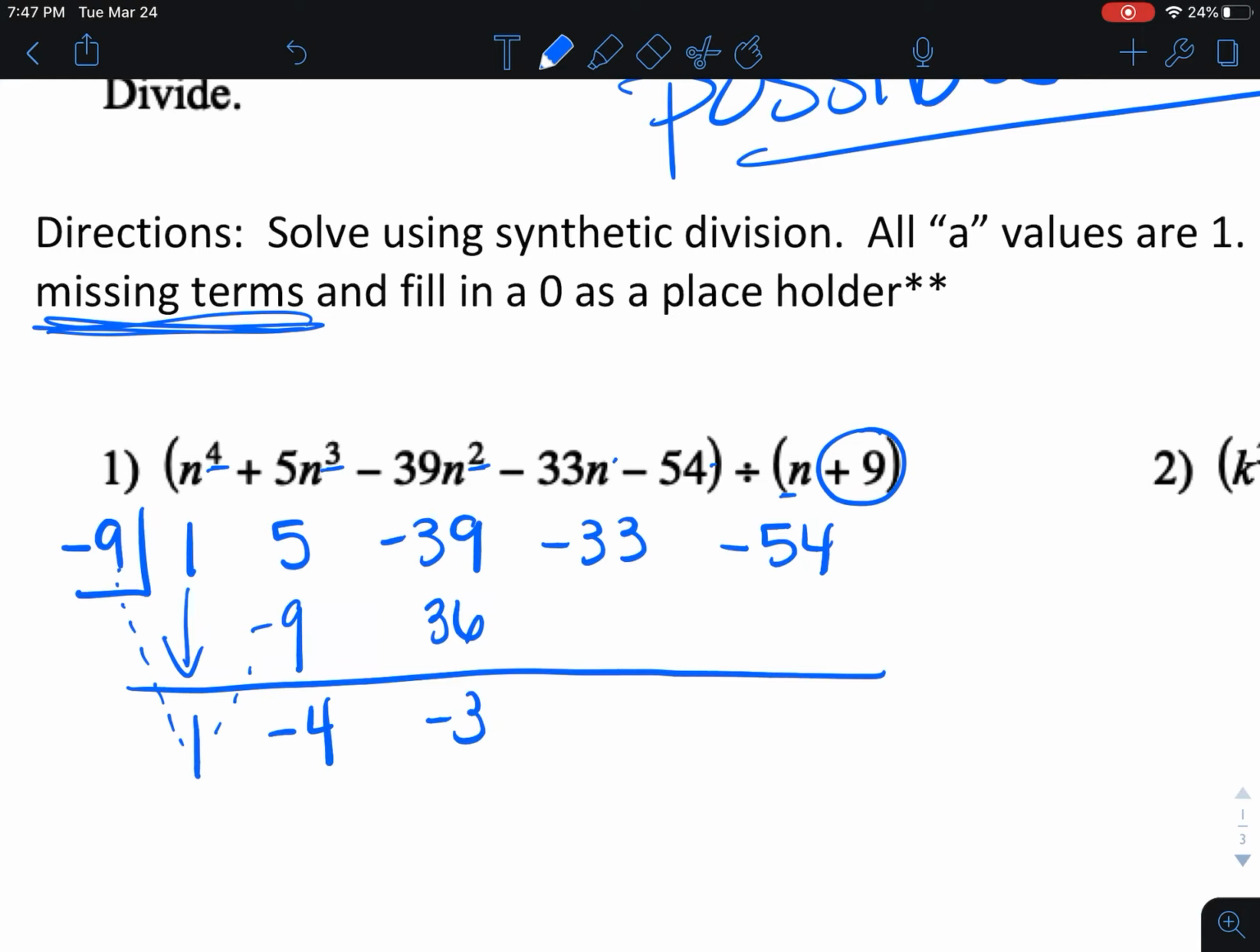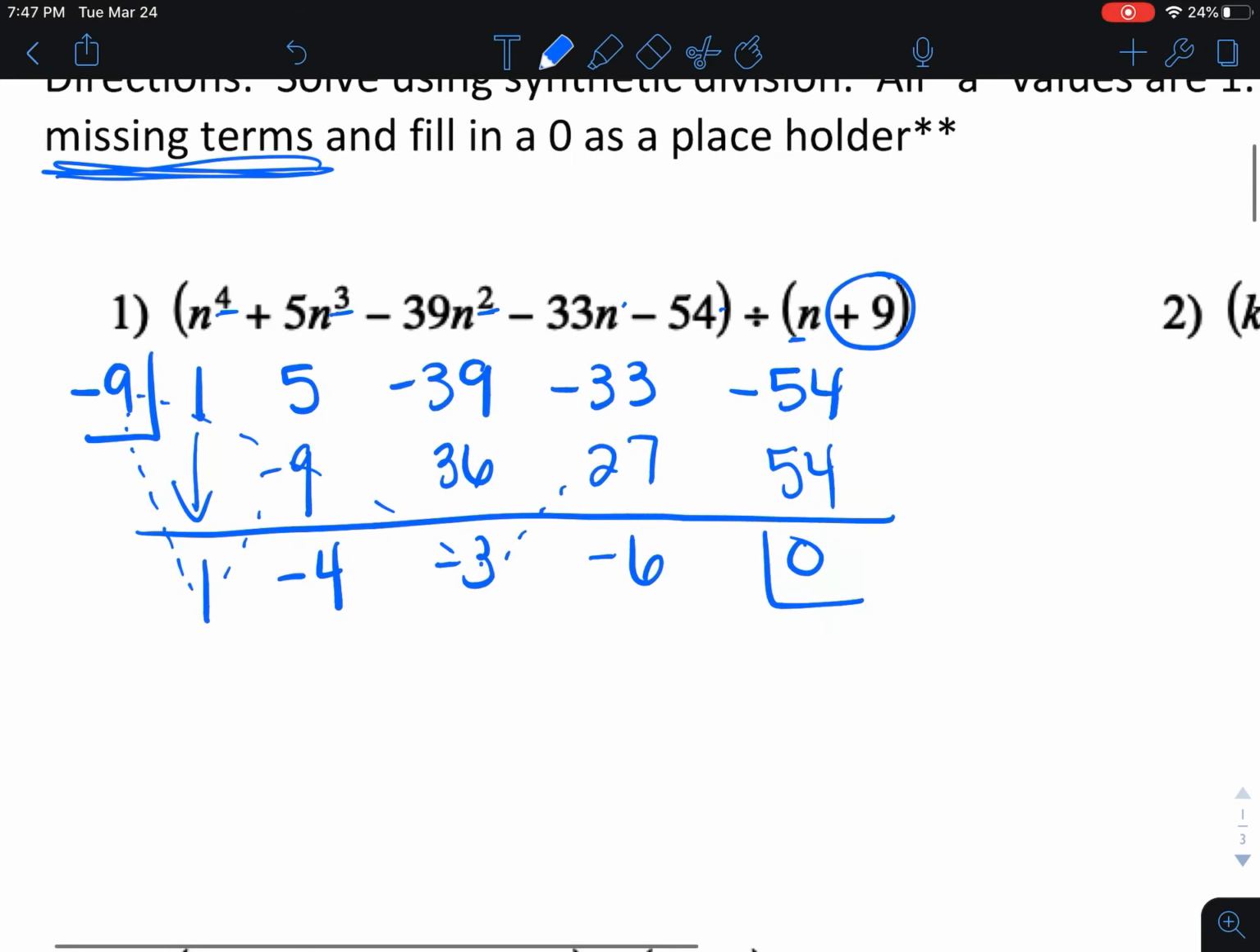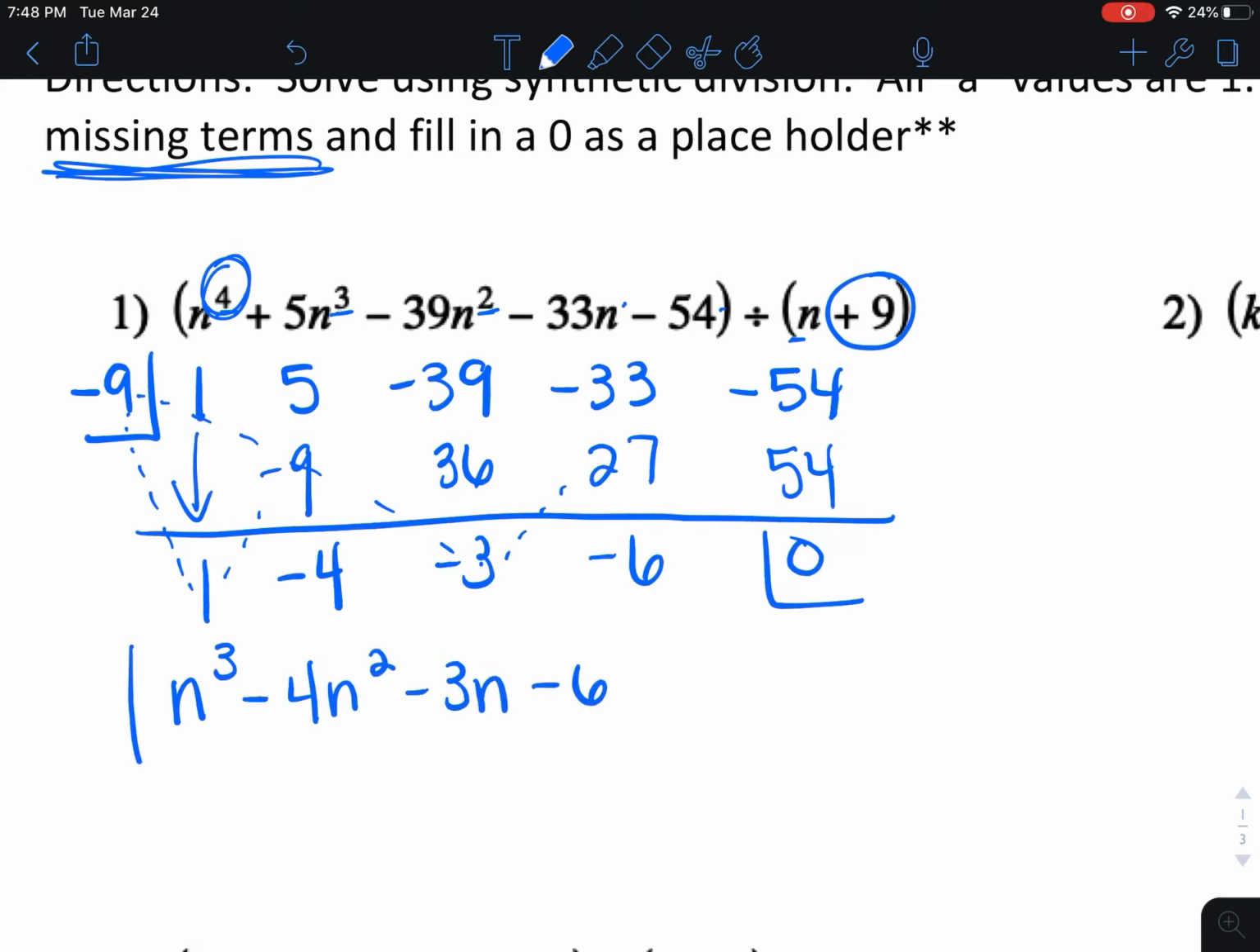And then -9 times -3 would be a positive 27, and that leaves me with a -6. Then -9 times -6 gives me 54, and this time we don't have a remainder. So again, this is just a review of what you did yesterday. Then to write our answer, this would be n. Our original problem was n to the fourth, so our answer is going to be 1 less. So n to the third minus 4n squared minus 3n minus 6, and that's your solution. Pretty simple.